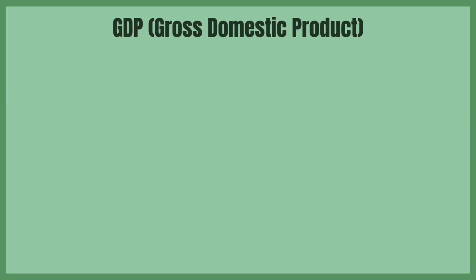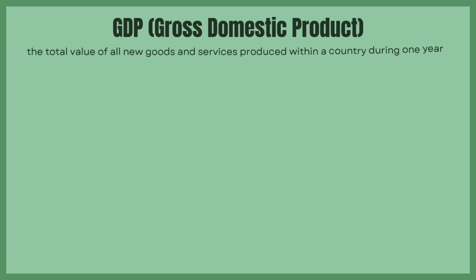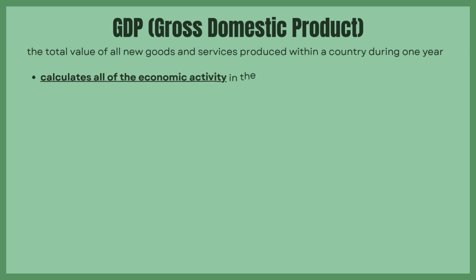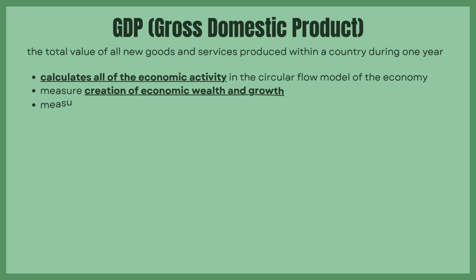GDP or gross domestic product is the total value of all new goods and services produced within a country during a year. It is a way of calculating all of the economic activity in the circular flow model. Another way of looking at it is that GDP is a measurement of an economy's creation of wealth. GDP can also be used to measure a country's standard of living.